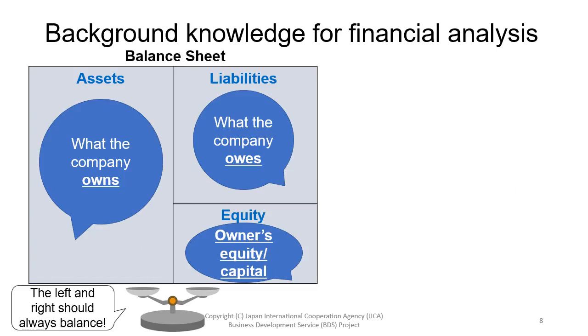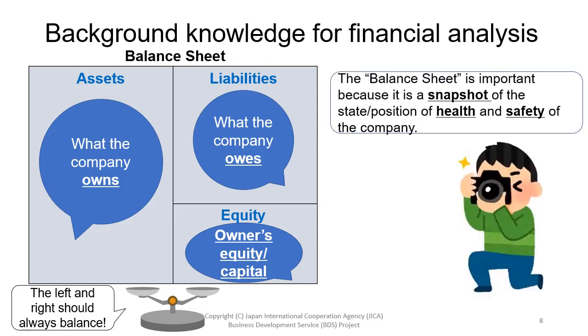Assets, like vehicles, factories, and products, are what the MSME owns. Liabilities is what the MSME owes. And equity is MSME's capital. Balance sheet is important because it shows the health and the safety of an MSME. It's a snapshot of the state the MSME is in.